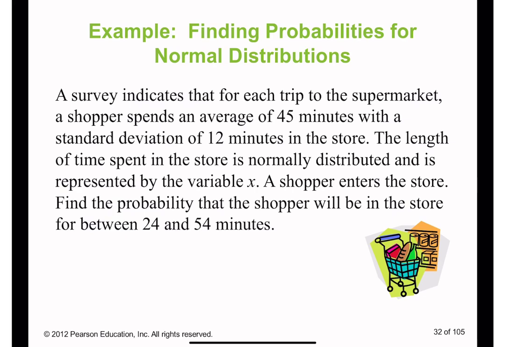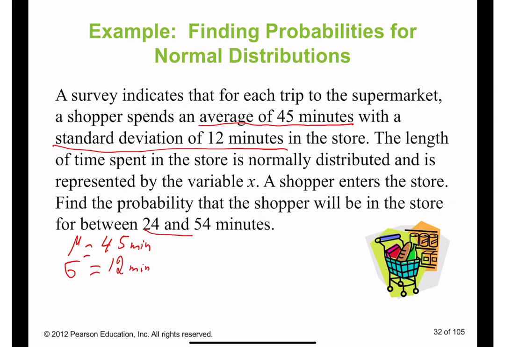A survey indicates, and those are examples of how you can use statistics in business, that on each trip to the supermarket, a shopper spends an average of 45 minutes, with a standard deviation of 12 minutes. The length of time spent in the store is normally distributed and is represented by variable X. A shopper enters the store. Find the probability that the shopper will be in the store between 24 and 54 minutes.